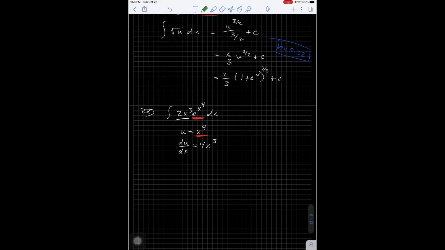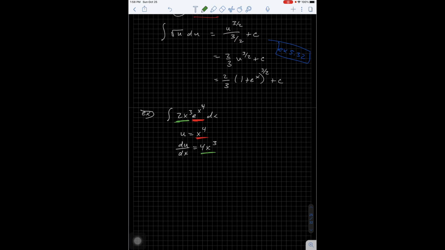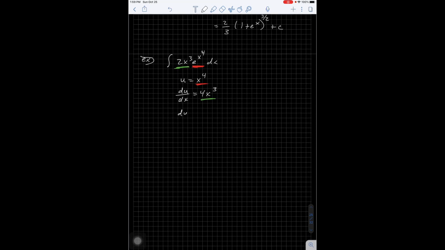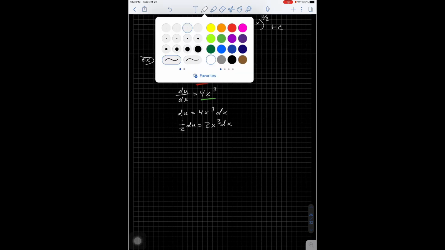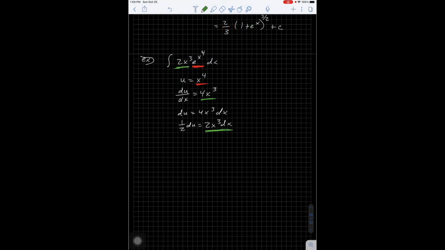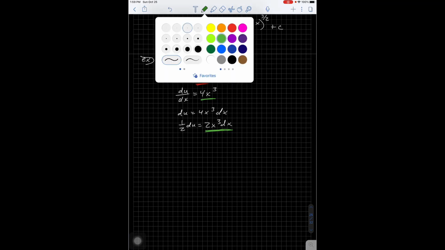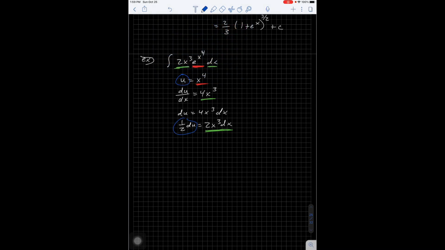But what I'm trying to create in this other term is a 2x cubed. And what I have here is a 4x cubed. So I actually need to get rid of a factor of 2. So I'm going to divide through by 2. Well, first of all, let's split our u's and x's. So du equals 4x cubed dx. And now I'm going to divide by 2 or multiply by a half. And that's going to get one factor of 2 off this right-hand side. And now we can look at it and see that this lines up with the rest of my equation. The greens line up. Okay, so that means that we're going to substitute in the left-hand side of the equation.